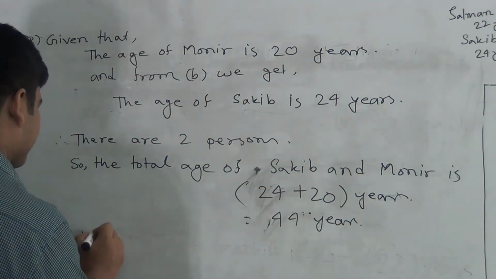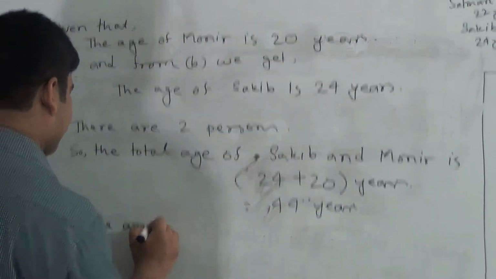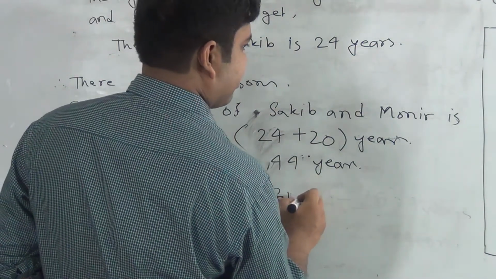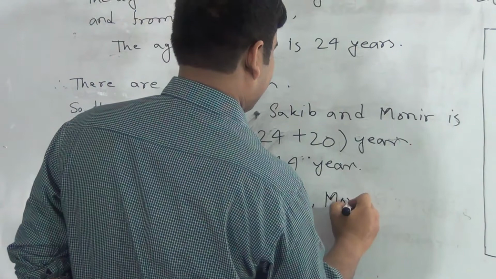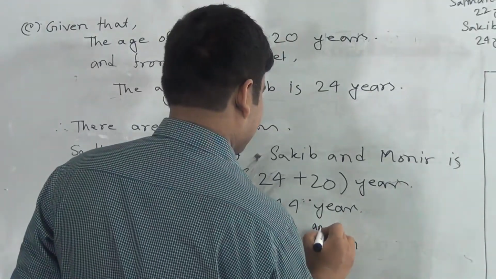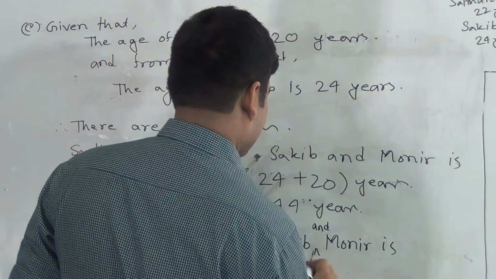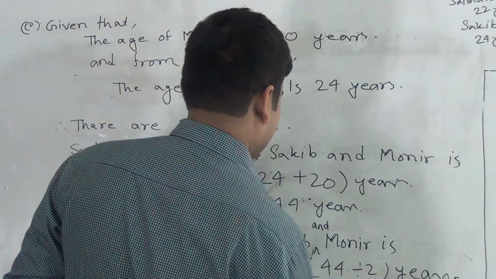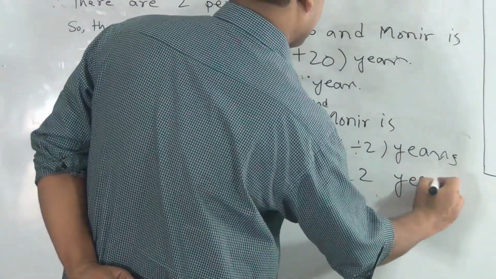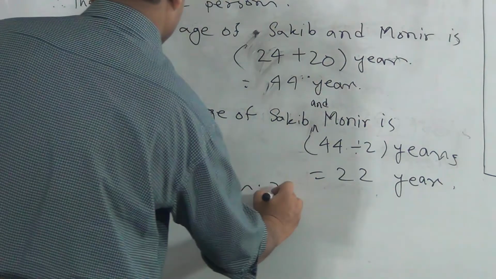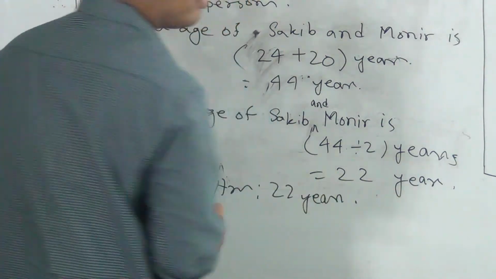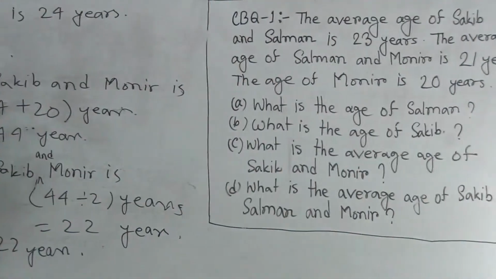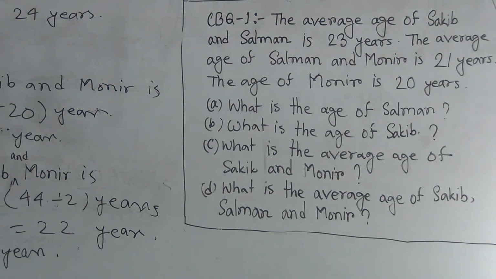Okay, now we find out the average age of Shakib and Monir. So right here, the average age of Shakib and Monir is 44 divided by 2 years, and we get 22 years, and it is the answer, 22 years. Okay, I hope you have understood question number C. Now we shall solve question number D.